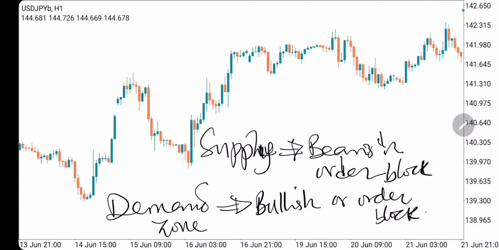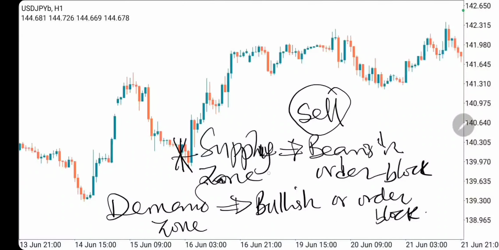So we have considered two subjects now: order blocks, and supply and demand zones. You can use the concepts interchangeably. Supply zones are areas in price where the market is expected to reverse in a bearish direction. The market is expected to sell on a supply zone, while the market is expected to buy when it gets to a demand zone. So the supply zone is the same as the bearish order block, while the demand zone is the same as the bullish order block where price is expected to buy.